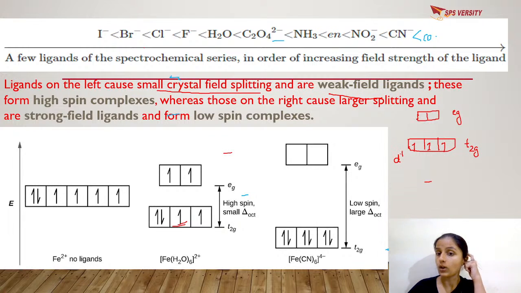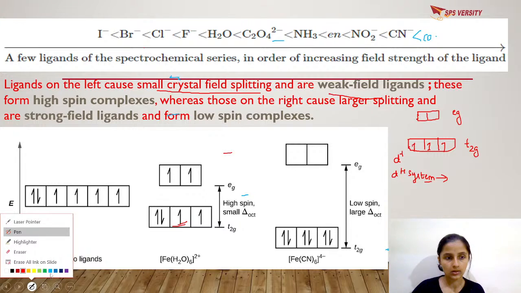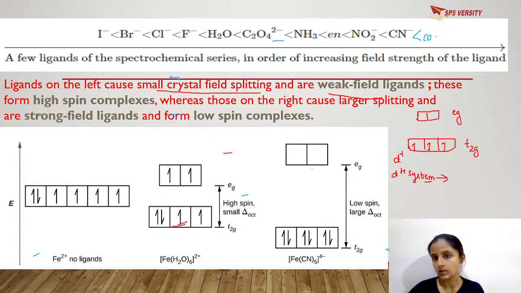And when it is a D4 configuration, if you have the D4 system, what you have over here is 1, 2, 3. The fourth electron has two choices. The fourth electron can go over here, or the fourth electron can go over here. So you have two choices. One is pairing over here, and the second one is jumping to the EG set.